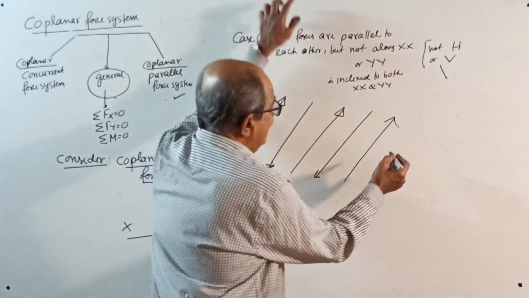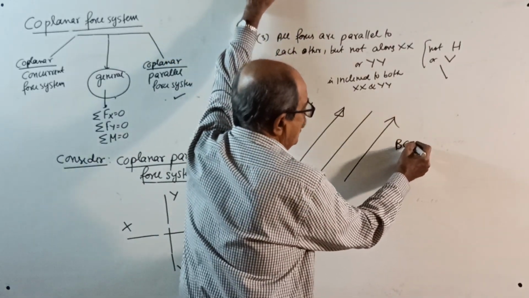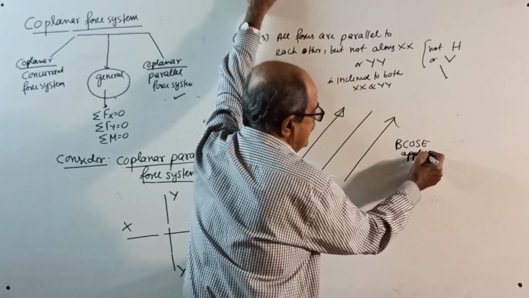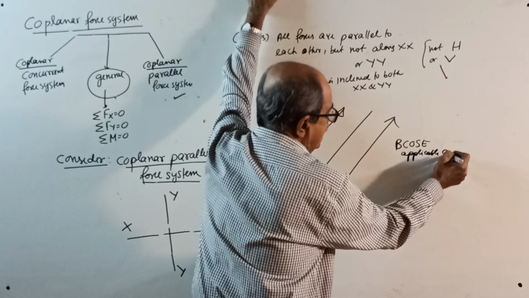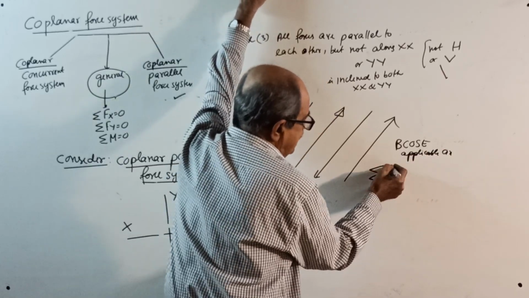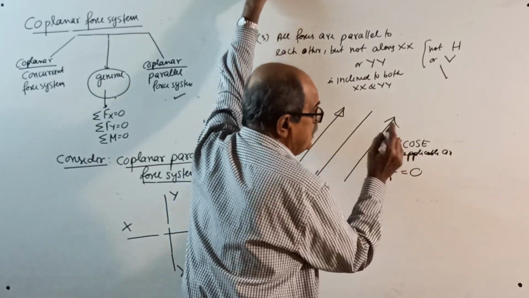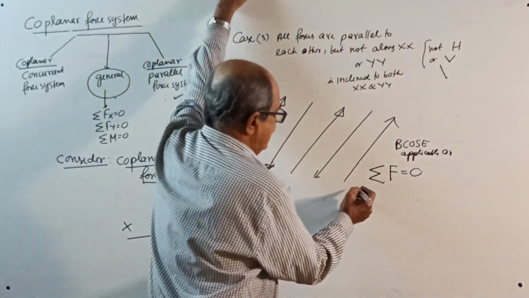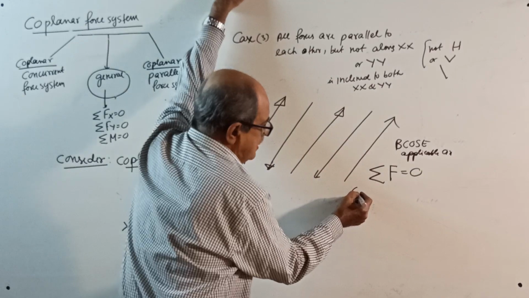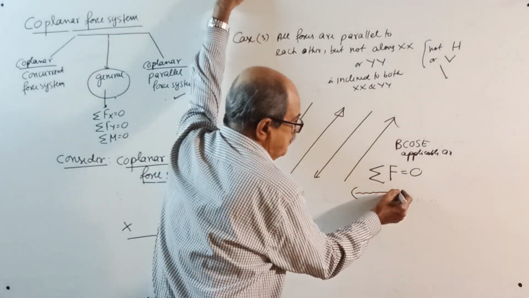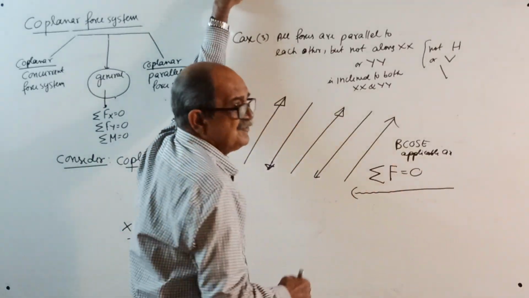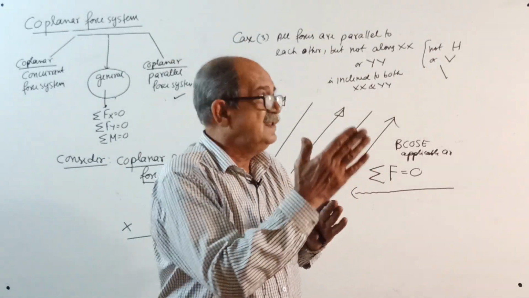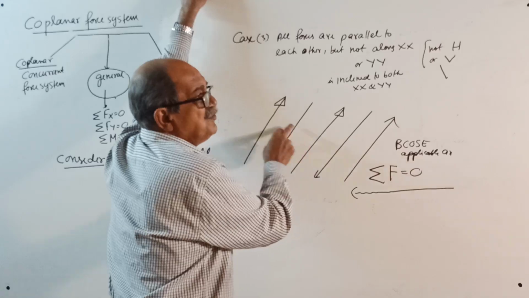Here the basic conditions of static equilibrium applicable are sigma f equal to 0. That's all. Don't write x and y. Simply sigma f equal to 0. That is, I'll dictate here: algebraic sum of all the forces in a direction parallel to the given force system.